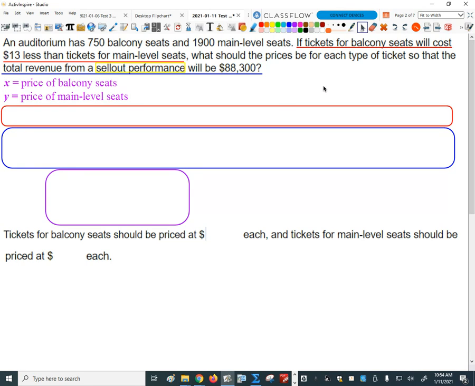Akira, do you know what revenue means? What does revenue mean to you when you read that? The revenue from a sellout performance will be $88,300. I'm not sure. Anybody know what revenue is?